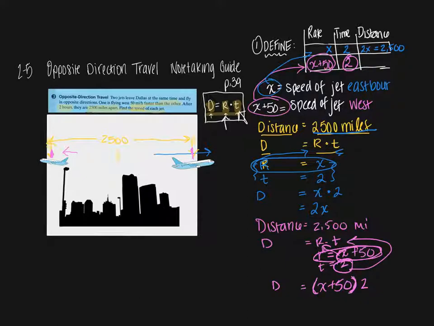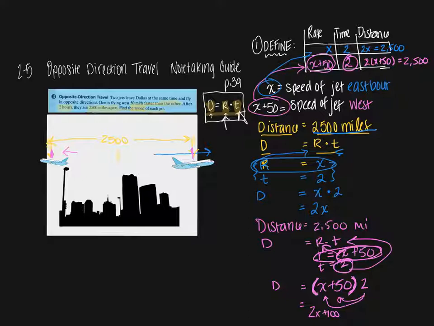Make sure to use your parentheses here because I'm saying the sum of x plus 50. The reason this is important is because I'm going to have to end up using the distributive property here, so it's 2x plus 100. That equals d. So this was 2x plus 50, which also, by the way, is 2,500.